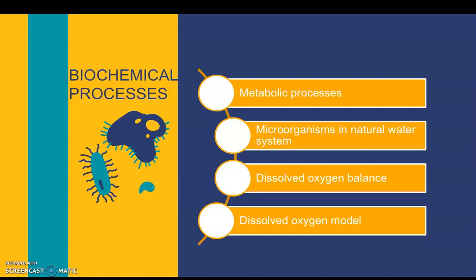With regard to this, there are four main topics in this subchapter that we want to discuss under the biochemical processes of water purification in natural system. The first one is metabolic processes, the second is microorganisms in natural water system, the third is the dissolved oxygen balance, and finally the dissolved oxygen model. In the dissolved oxygen model you will see the oxygen sag curve. These four are related to each other.